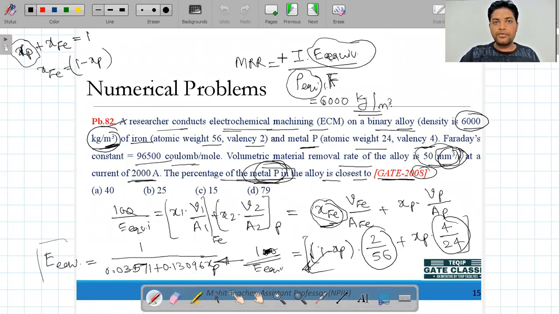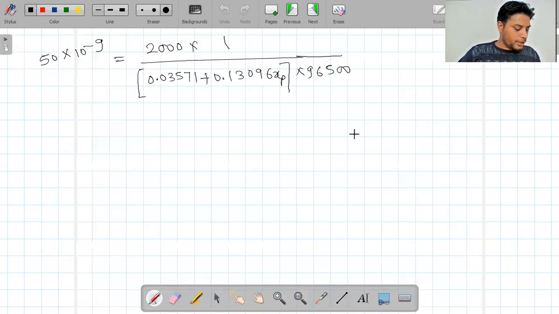Okay, so apart from this one, sorry for the comments. This is the E equivalent that we are getting. So just put the value over here. When you put this value, that will be the value of F, and you have to take the value of rho as well over here.